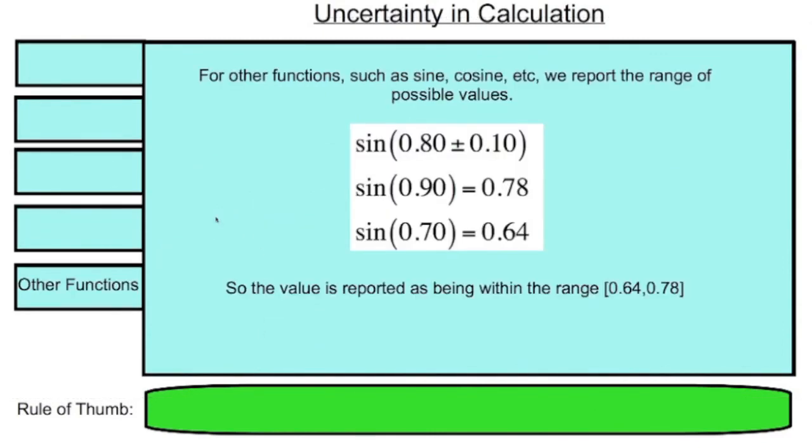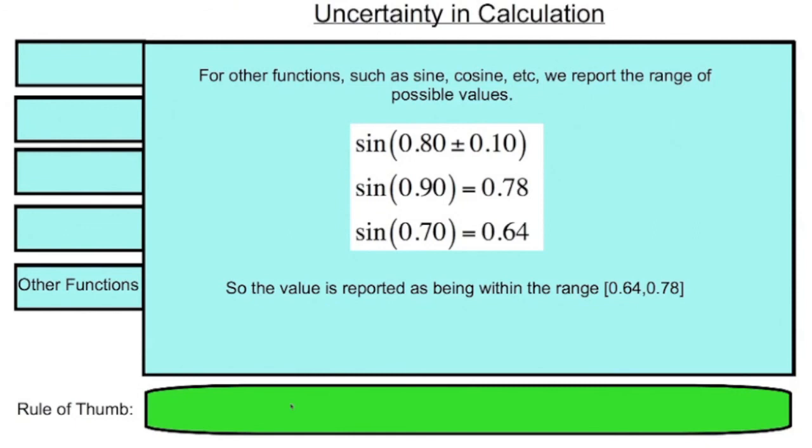If you have functions other than addition, subtraction, multiplication, and division, then all we can do is report the range of possible answers. So in this case, we have the sine of 0.8 plus or minus 0.1. The lowest value we could have here is 0.7 and the highest is 0.9. If we find the sine of each of those, then we get a range that we can use to report our final result. We have no reason to believe any particular value is the proper one. Anything in that range is possible.